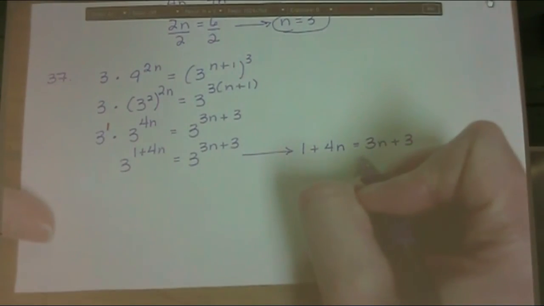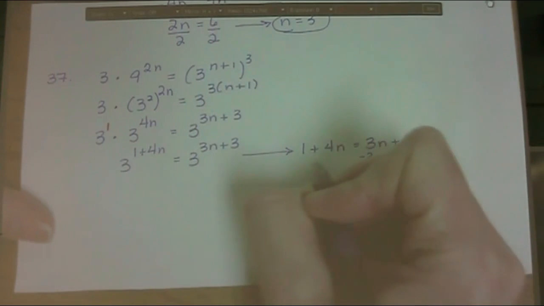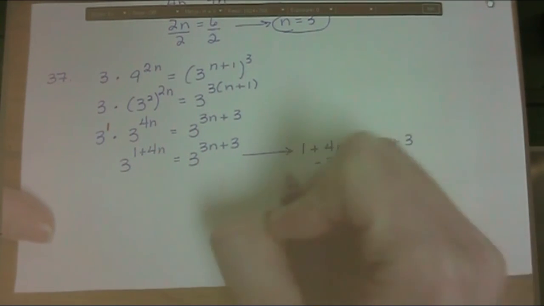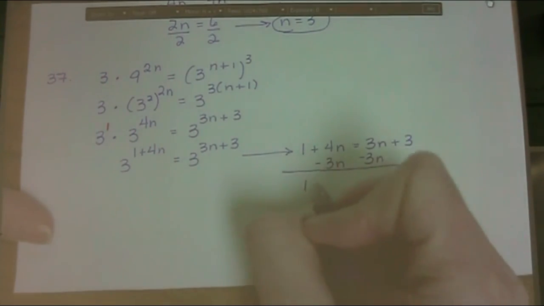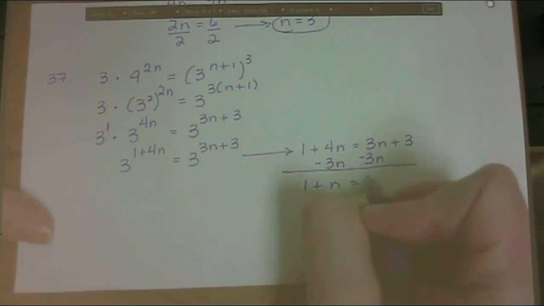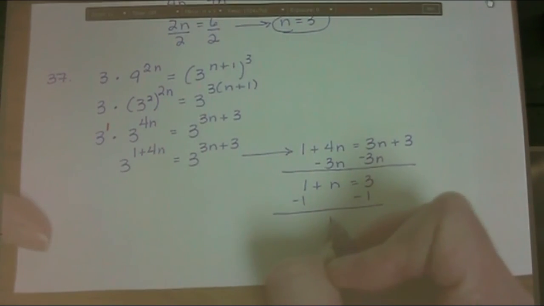I'm going to solve for n by subtracting 3n from both sides. I have 1 plus n equals 3. Subtract 1 from both sides, and I get n equals 2.